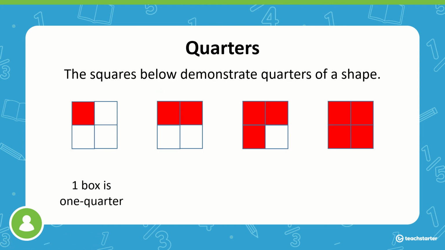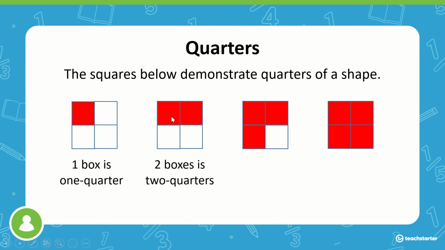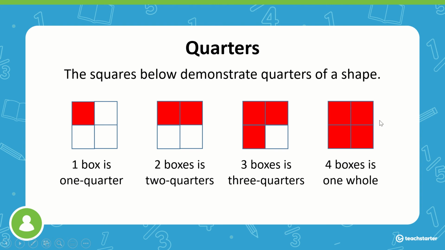So let's have a look at this. This box has been split into quarters, 4 parts, and we have a look at what's been colored in. One box has been colored in, so that is 1/4. For this one, 2 boxes have been colored in, so that's 2/4. For this, 3 boxes have been colored in, so it's 3 out of the 4, so it's 3/4. And then this last one, 4 boxes have been colored in out of 4, which means it's 1 whole.